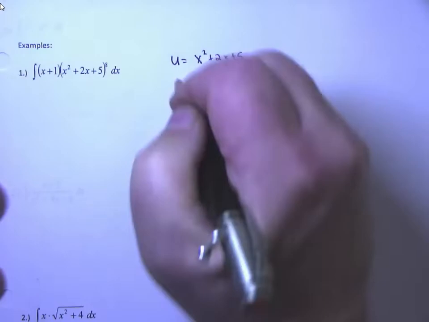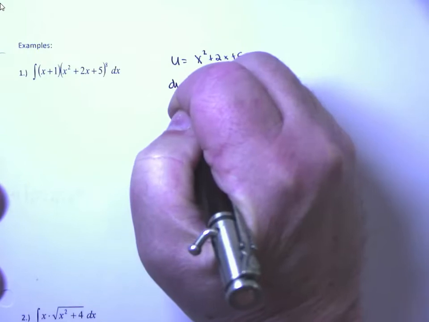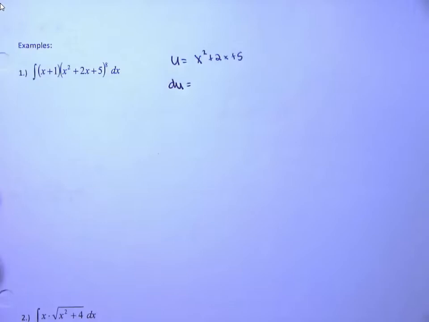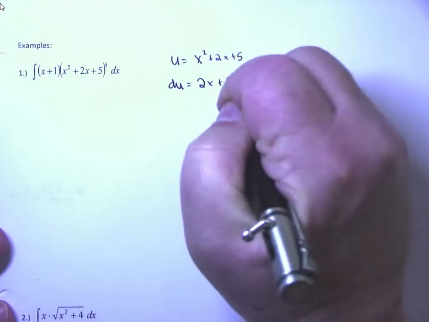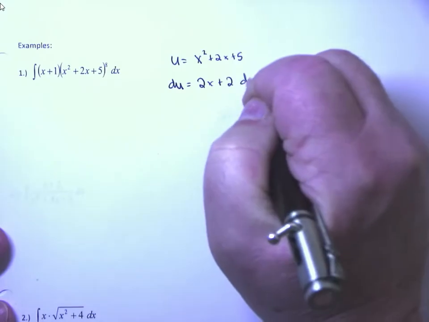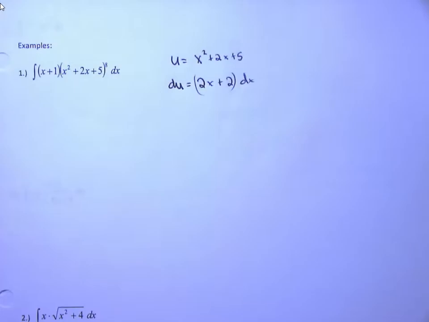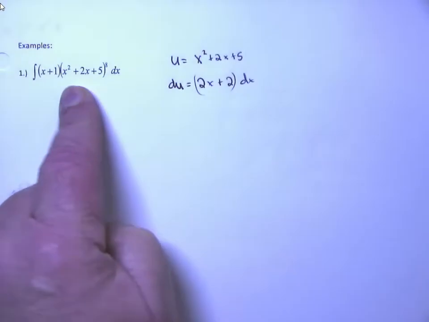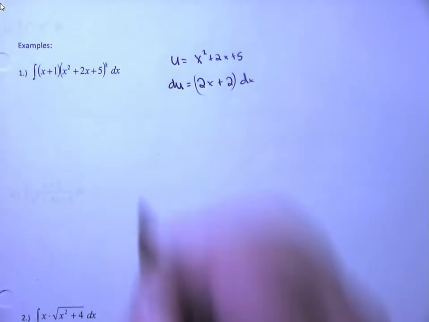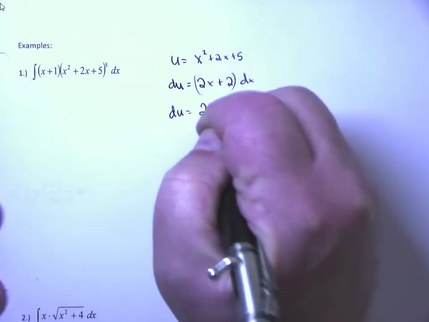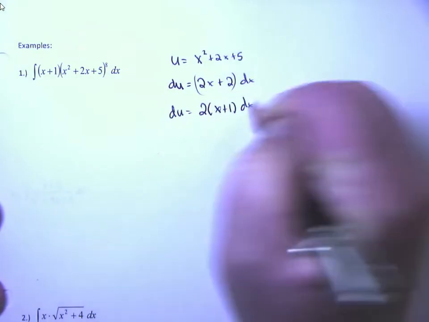Step 2, find du. Take the derivative of U, which is 1 du. Now I'll take the derivative of the other side with respect to x. What's the derivative of x squared? 2x. Derivative of 2x is plus 2, derivative of plus 5 is 0, and you put a dx on it because you took the derivative with respect to x. Now look at the problem. Do you see a 2x plus 2 waiting for you in this problem? No. However, I do have something in common on 2x plus 2. What is that? I can factor out the 2. So du equals 2 times x plus 1 dx.